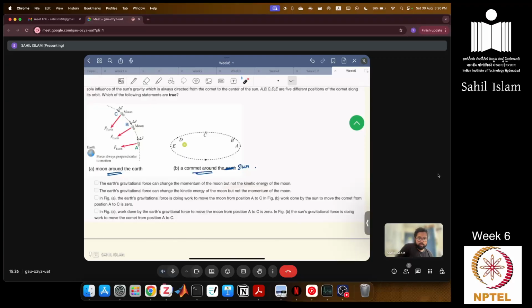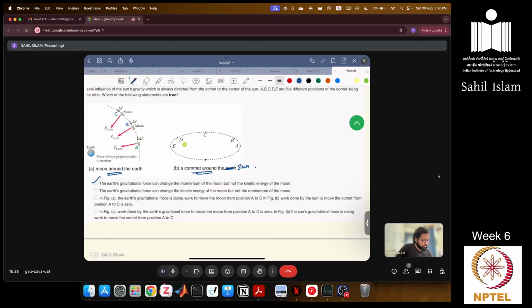Earth and moon is a closed system. You are assuming there is no external perturbation here, no external force there. So the kinetic energy of the moon will not be changed. So A option is correct.